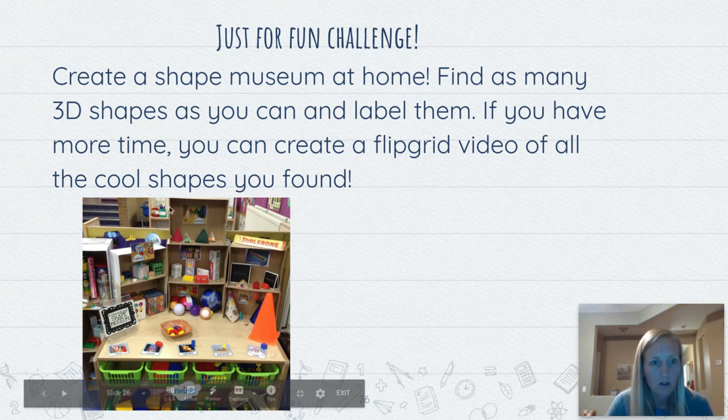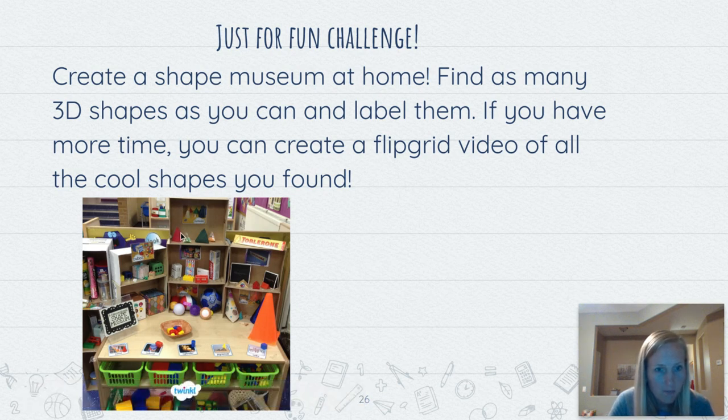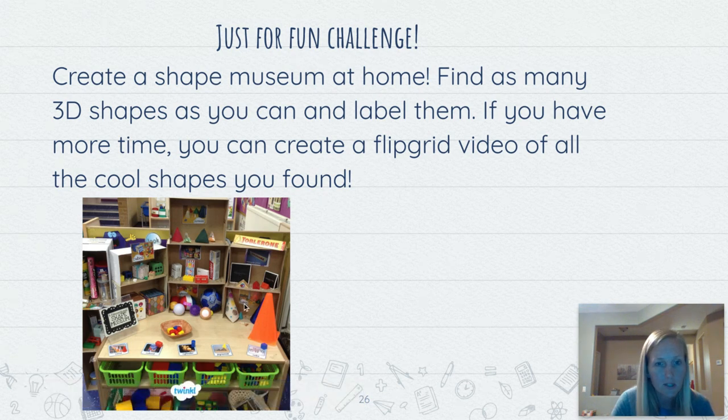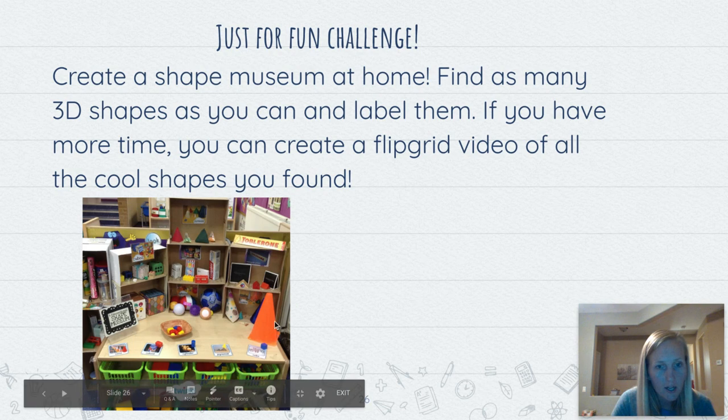But here's the little picture of somebody's shape museum. So they have all their cubes over here. They have all their pyramids over here, all their rectangular prisms over here, their spheres, their cones. I didn't talk about cones, but cones is another 3D shape that you could find. They've got triangular prisms, pyramids.